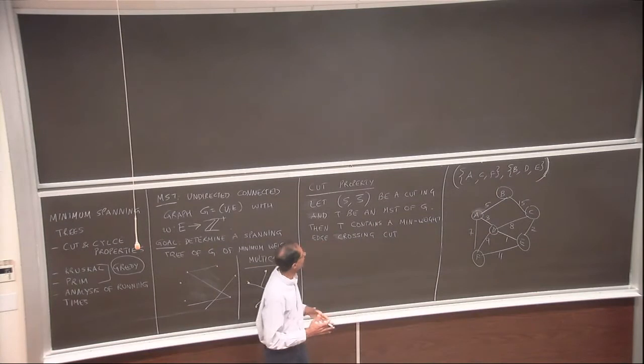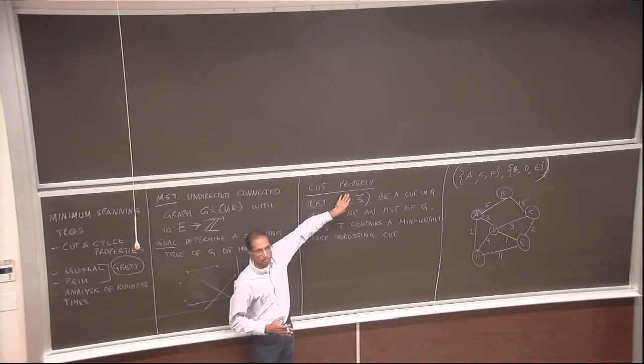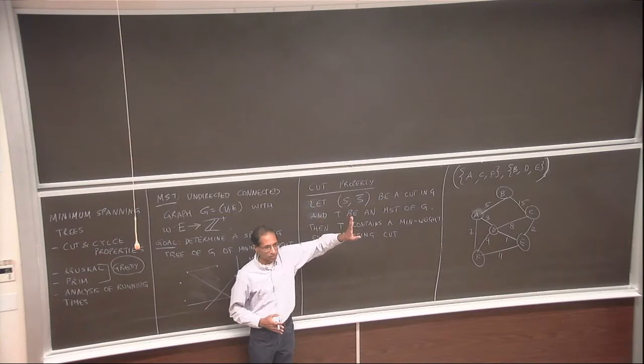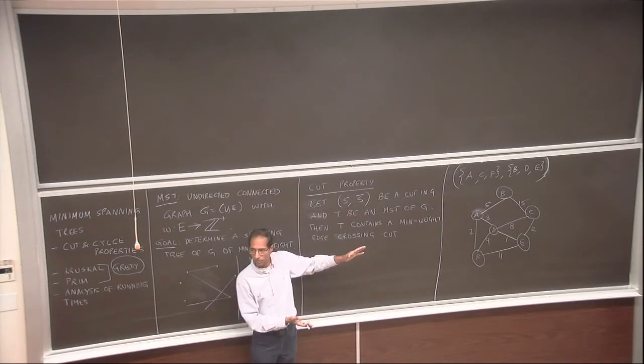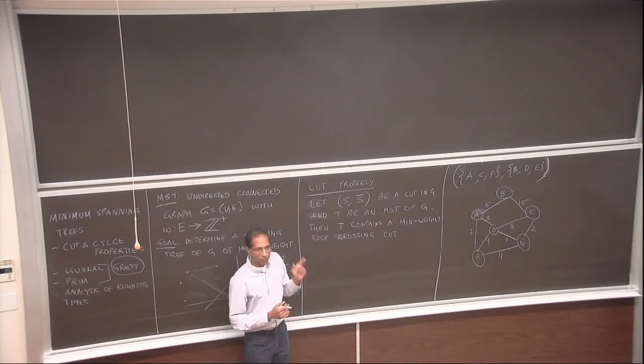A cut is any set of vertices on one side and the remaining set of vertices on the other side. The only requirement is that both sets be non-empty. You can't say the cut is the entire set of vertices. Now, how many different cuts are there?